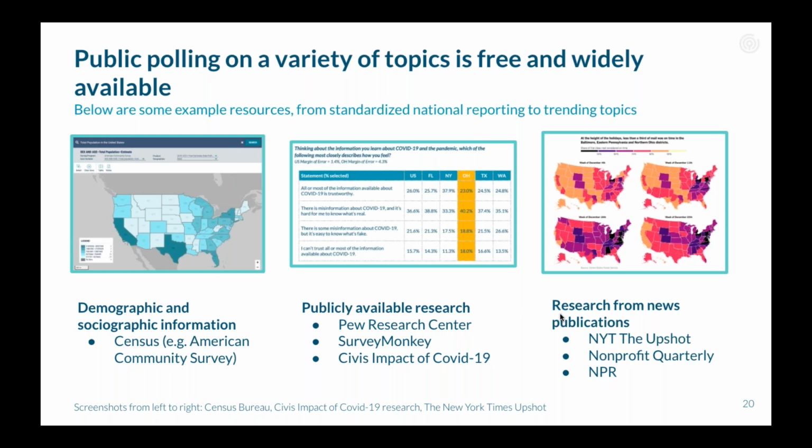And to give a little plug for our own work, Civis has been running a tracker since the beginning of the pandemic about the impact on Americans, which is updated with our latest research monthly and up for anyone to access on our website. Lastly, news publications often share research on hot button relevant topics. Examples include The Upshot from the New York Times, the Nonprofit Quarterly, as well as National Public Radio.